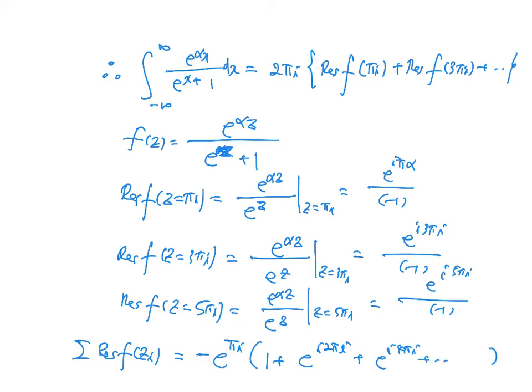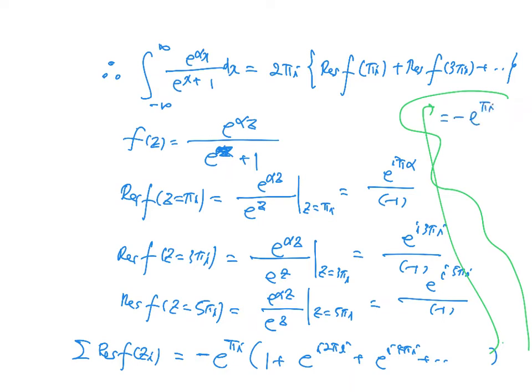This is an infinite geometric series, one big sum, right? And you know the formula, so the answer is simple. That is simply minus e^(πiα) times 1 over (1 minus e^(2πiα)), right? That's the sum of the residues. So we can do the next page. I think I can memorize.